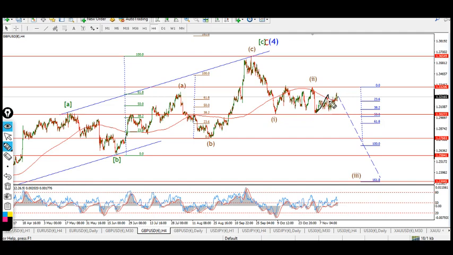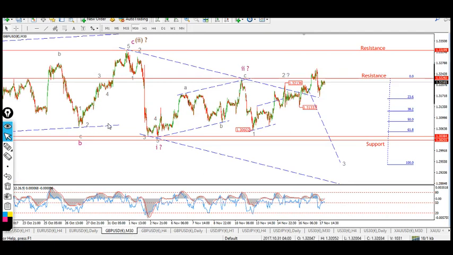You can see, and that's A, B, C. And if you're looking for a candidate for a corrective move, that move over the last week and a half has been the candidate. So let's get down into a shorter term chart to see what's happening here.